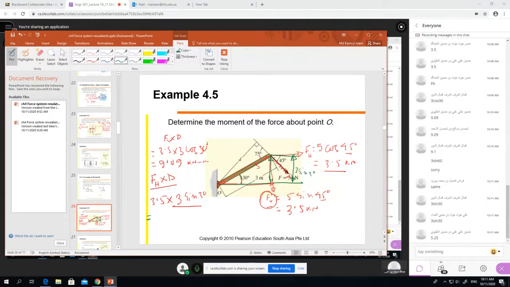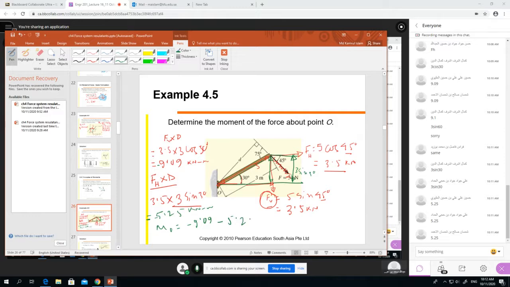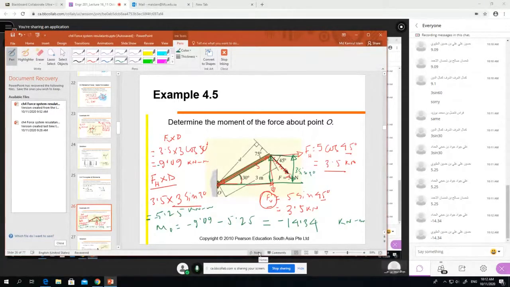Fine. Please tell me the result now. 5.25. Now we have two forces, and it is also minus kilonewton meter. So what is the total moment? It was minus 9.09 and minus 5.25. What is the total result? Minus 40.34, right? So it is almost similar to before. Now it is clear that we can do it in two different ways. If your concept is clear, then you can calculate in several ways.